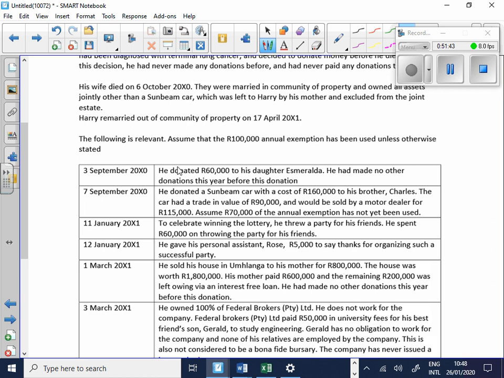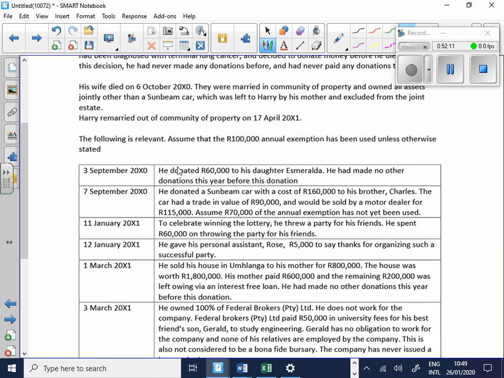Guys, just because it's a donations tax question doesn't mean that everything's a donation. I'm having a party. That's not a donation. Come, we're going to have a jaw. Not a donation. Guys, comfortable. He gave his personal assistant Rose 5,000 to say thanks for organizing the party. What happens to the 5,000 with Rose? It's a bonus included in gross income. Therefore, it is a donation, but it's exempt.